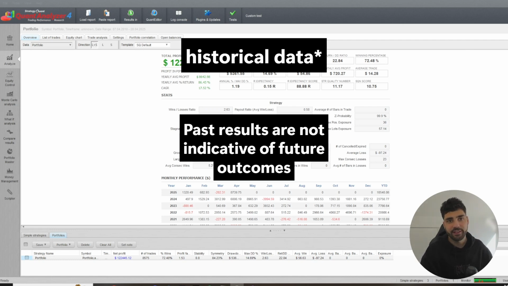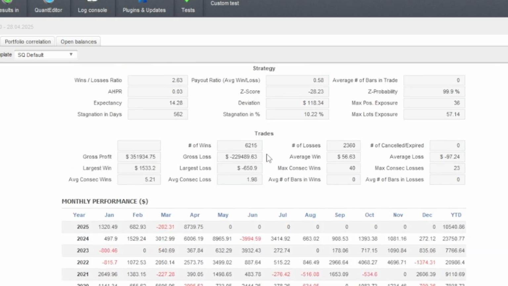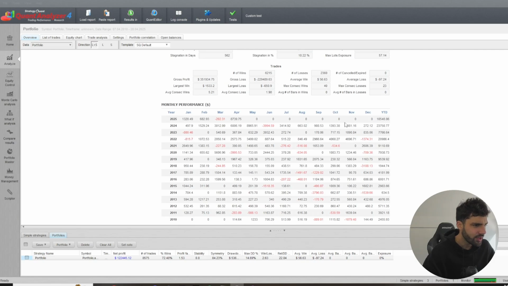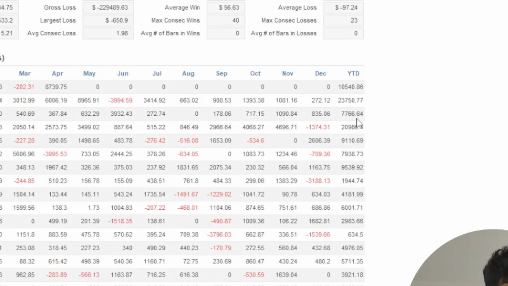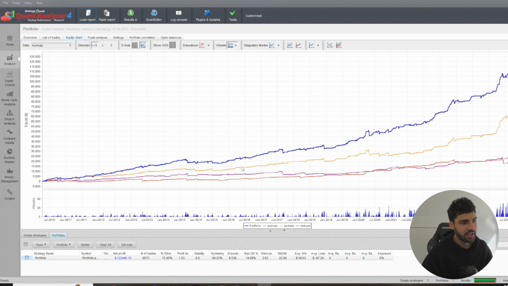So this is a 15-year test on 3 pairs using 10 spread. Over the years, it did around 86% yearly average returns with a max drawdown of 14%. Obviously, as the account grows over time, the take profits or your profits yearly will grow with it because we're targeting a percentage. More on that later. The equity chart is also nice smooth growth over time, all the way from 2010 to 2025.